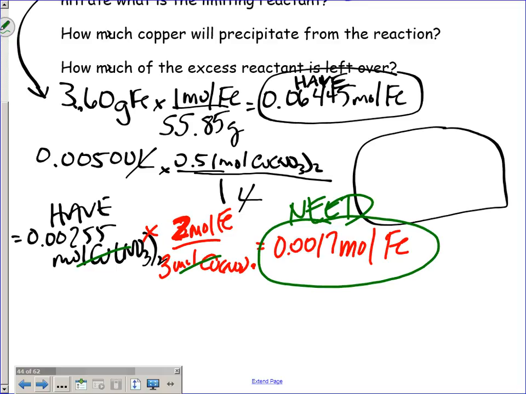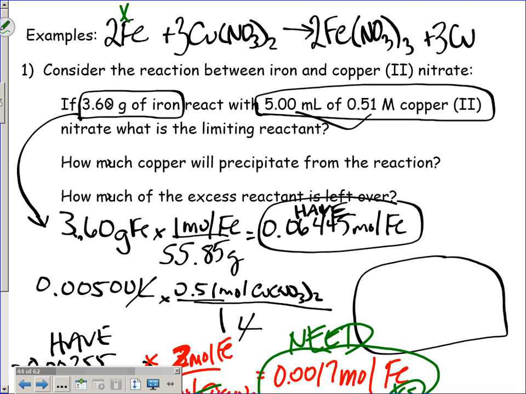So compared to my copper 2 nitrate, I require this much iron to fully react with all of that copper 2 nitrate. I only need 0.0017. I've got tons, so much more. So am I going to run out of iron, or am I going to have excess of iron? I'm going to have excess of iron. Please put excess above your iron so you don't forget that thought. You just had that eureka moment. So this one's my excess. My other one has to be the limiting reagent.